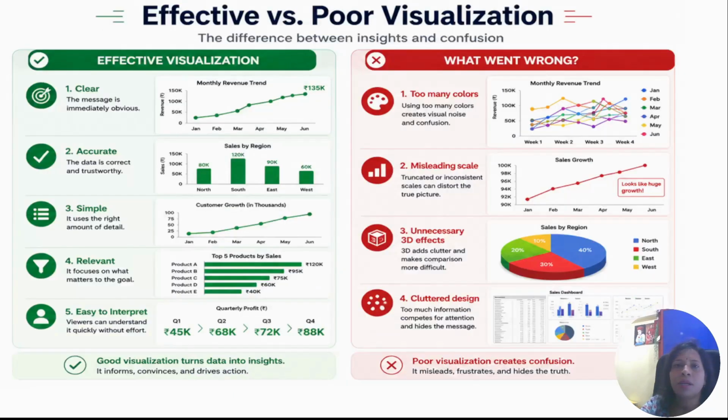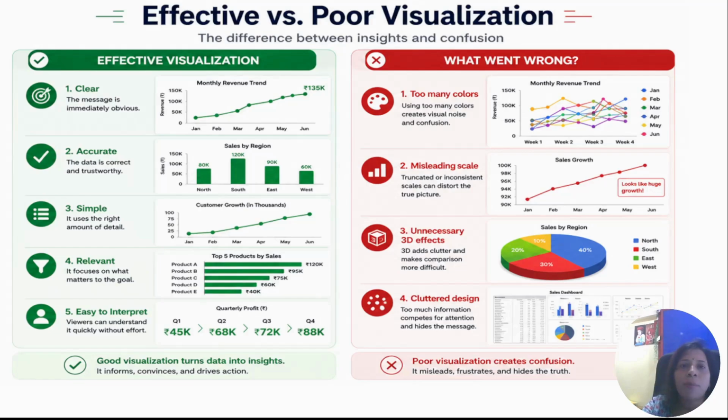Now let's discuss some good and poor visualization characteristics. So when we visualize any data, we cannot say that every visualization is equally effective. So a good visualization should be clear to understand. It represents the data without distortion. It should remain simple and avoid unnecessary complexity. The visualization should focus on relevant information and eliminate distraction, and it is very easy to interpret. So good visualization is about communication, not decoration.